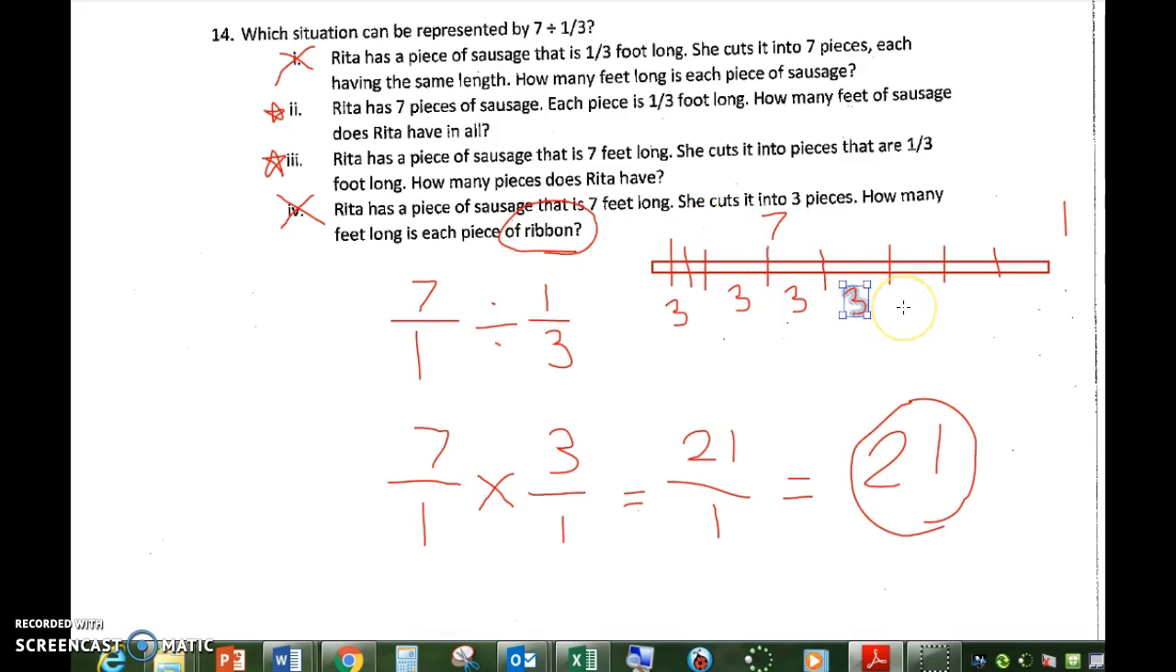I just will continue filling that in anyway. Don't be lazy. 3 pieces for that 1 foot section, and 3 pieces for that 1 foot section. So we have 7 threes basically, and that's 21 pieces. So Rita has 7 pieces of sausage? No. She's got the world record sausage, 7 feet long, and she cuts it into 1/3 of a foot long pieces, and she will wind up with 21 pieces.